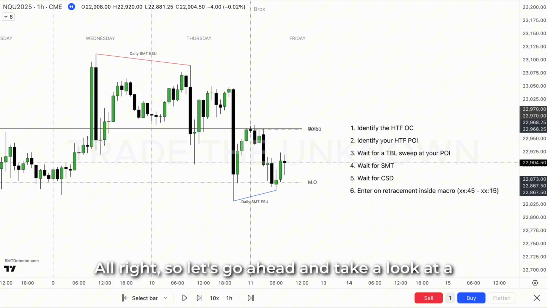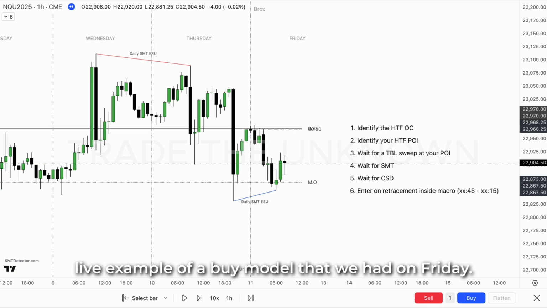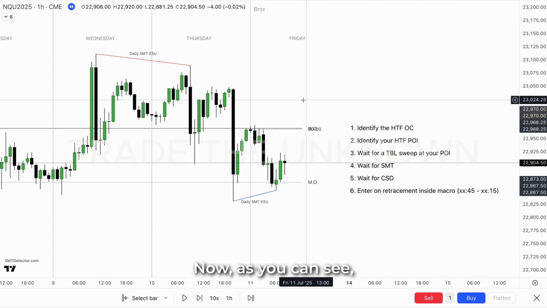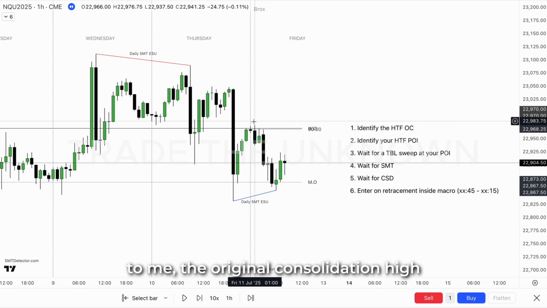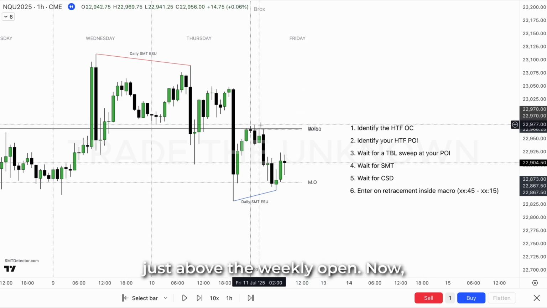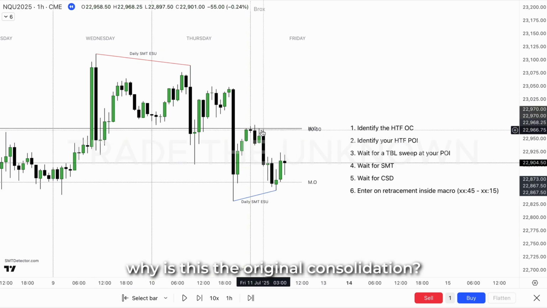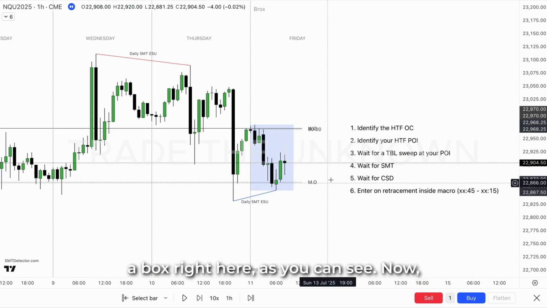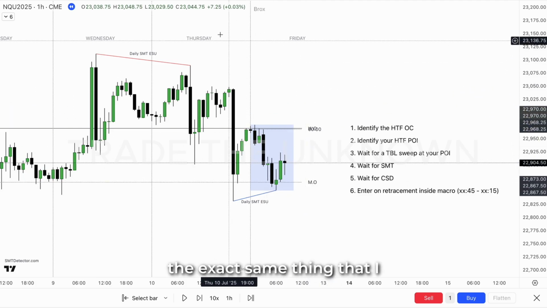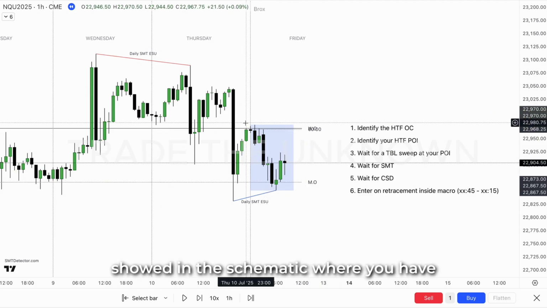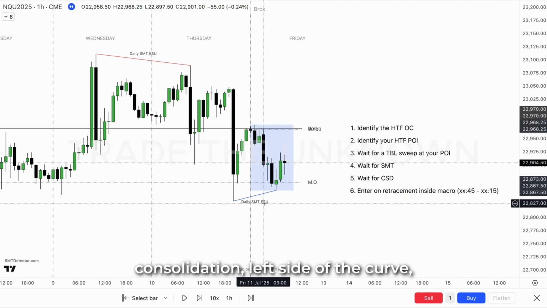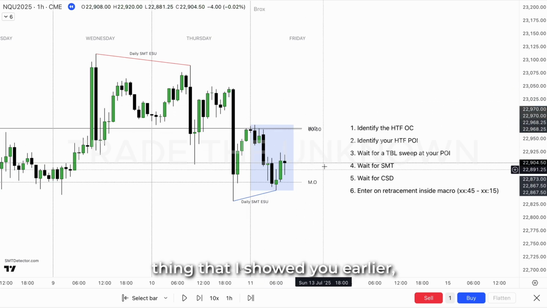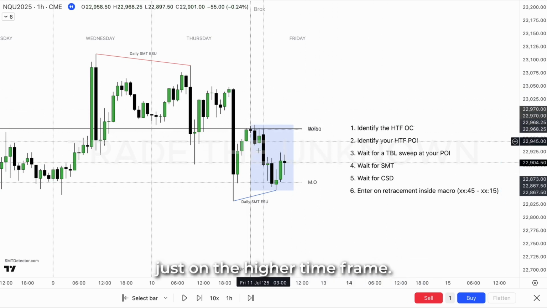All right, so let's go ahead and take a look at a live example of a buy model that we had on Friday. So first step, identify the higher time frame original consolidation. Now, as you can see, to me, the original consolidation high would be right here, just above the weekly open. Now, why is this the original consolidation? To represent this, I've gone ahead and drawn out a box right here, as you can see. This box simply indicates the exact same thing that I showed in the schematic, where you have the original consolidation, left side of the curve, smart money reversal, right side of the curve. It's the exact same thing that I showed you earlier, just on the higher time frame.